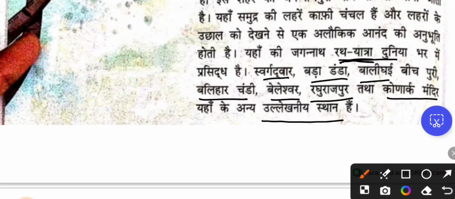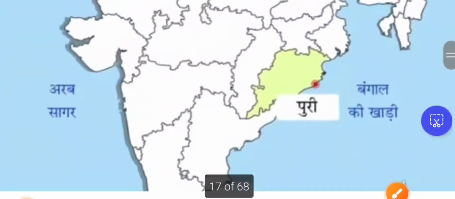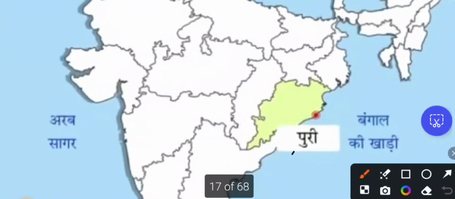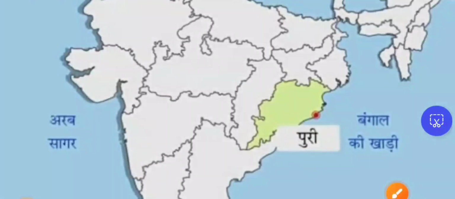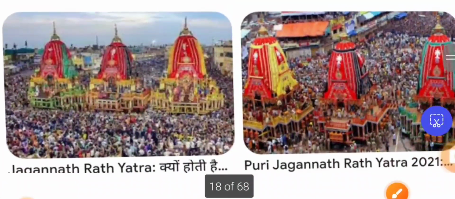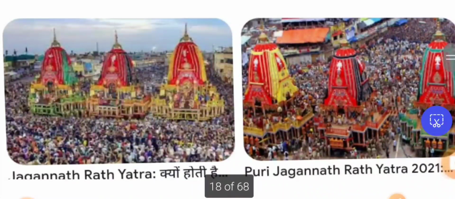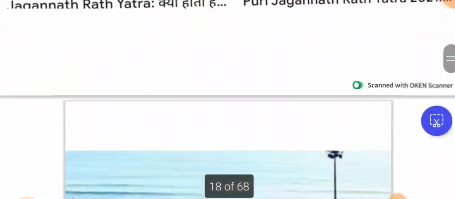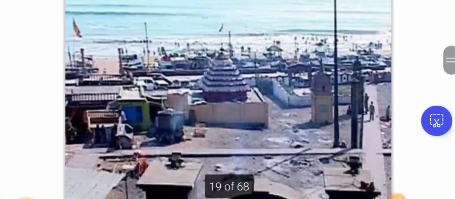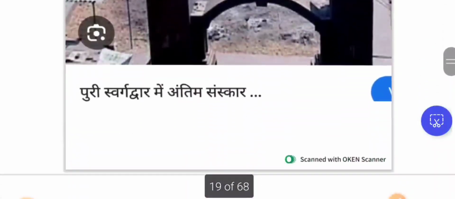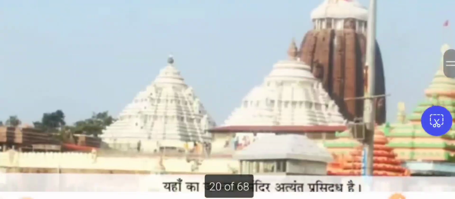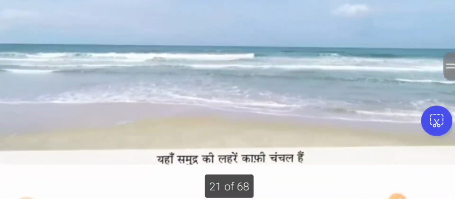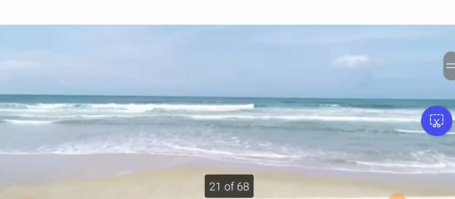Let me show a few images so that you can register these few keywords. So Puri is on the Bay of Bengal, the coast of the Bay of Bengal. So here it is, Puri in Odisha. So the Rath Yatra is very famous. See the crowd, it is very famous worldwide. And this is the Swargadwar. And this is the Jagannath temple which is very famous. And this is the beach which is very active.